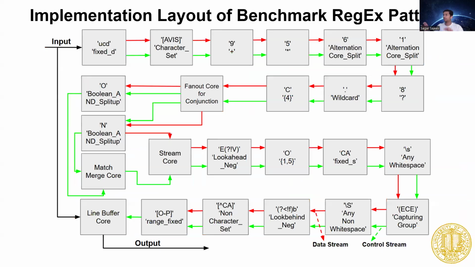And finally, to talk about the implementation layout of the benchmark itself, it includes the conjunction as well as the alternation operators, which we talked about earlier, along with multiple other regex symbols or classes in the form of quantifiers and character classes, etc. Again, the setup remains the same, where you have the line buffer core and the final core, which is the range fixed core, giving information to the line buffer to provide the associated matches according to this benchmark.